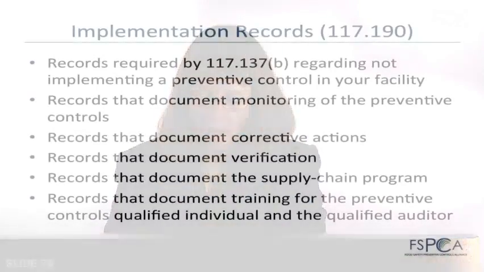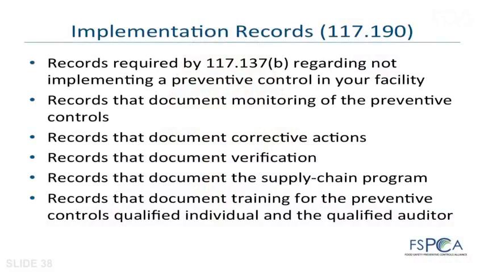Section 117.190 is a list of records that are required by Subpart C for implementation of the food safety plan. All of the requirements to keep these records have been covered in previous sections, so this is just a refresher list to make it easy for you to understand what the applicable records are.